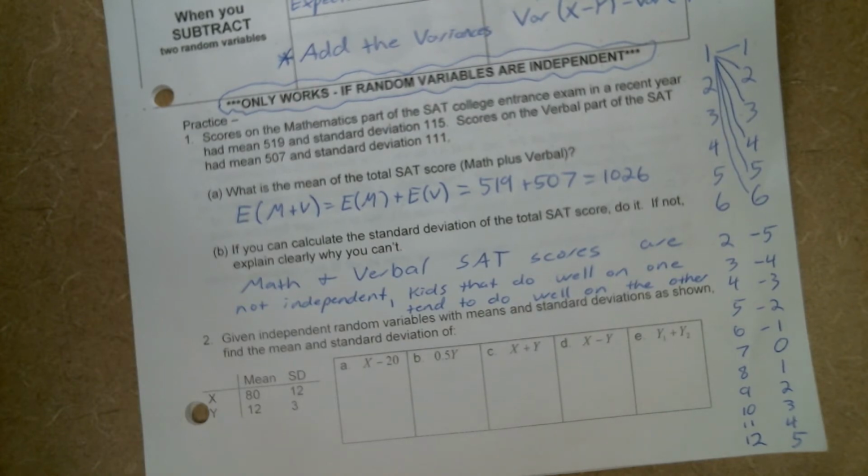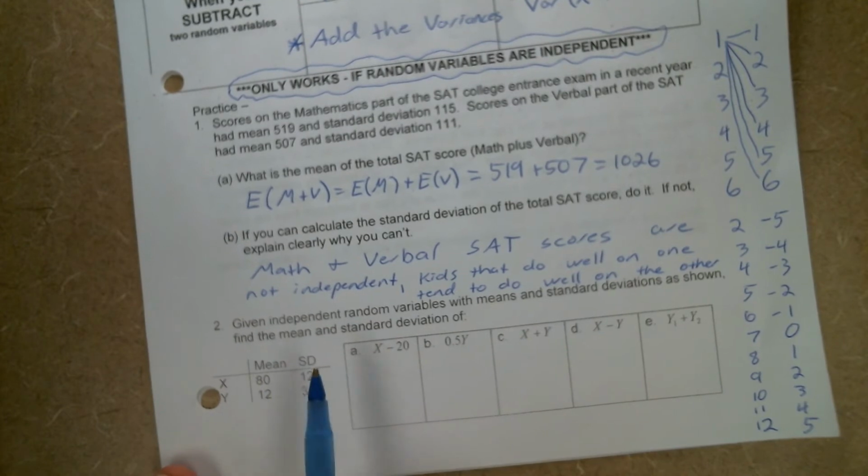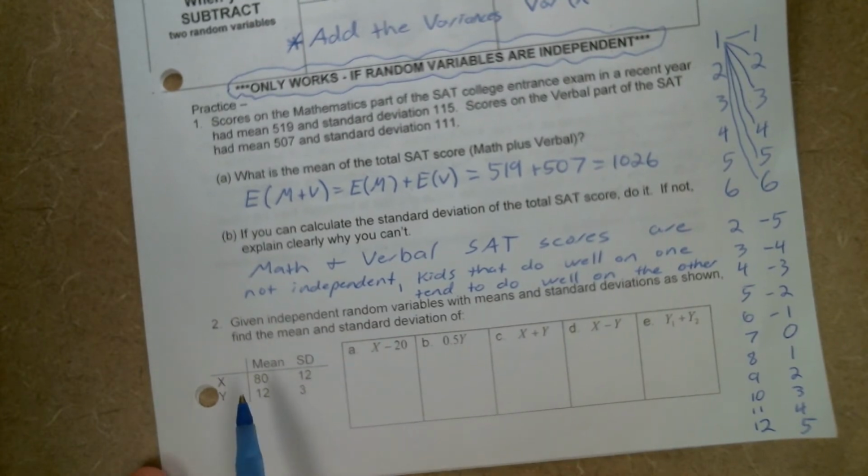Now, let's actually look at some calculations here. It says, given the independent random variables with means and standard deviations as shown, find the mean and standard deviation of each of these. Okay, so we have a random variable x that has a mean of 80, a standard deviation of 12. We have a random variable y that has a mean of 12 and a standard deviation of 3.